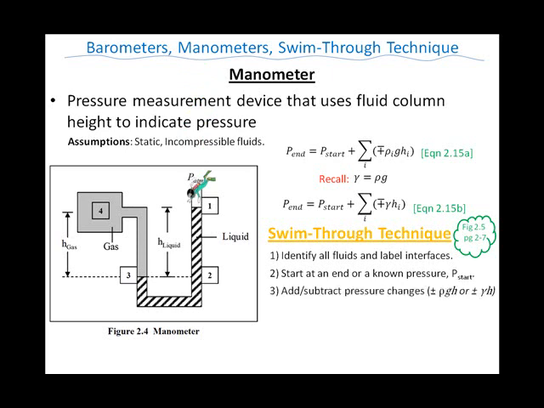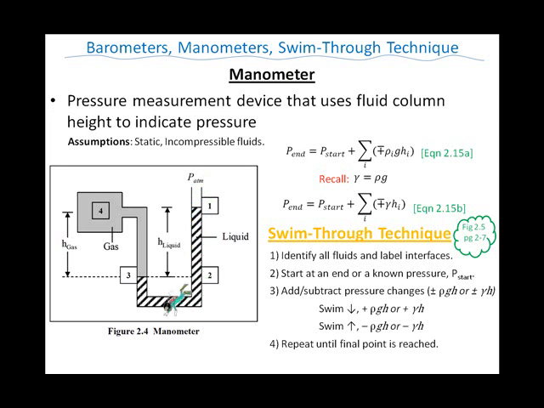Then my next step is to add or subtract pressure changes based upon whether I'm swimming down through the fluid or swimming up through the fluid. It makes a lot of sense if you just put some realistic experience to that. If I swim down, I have to add the hydrostatic pressure because as I descend, the pressure is going to increase. If I'm swimming up in the manometer, the pressure is going to decrease, so I subtract that hydrostatic pressure in my summation equation. And I'm going to repeat this process until the final point is reached.